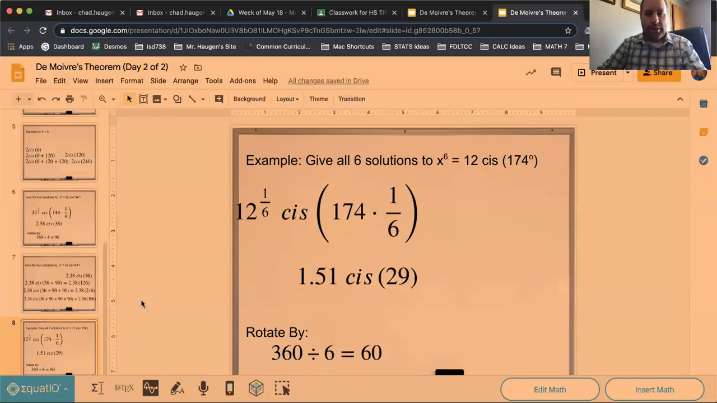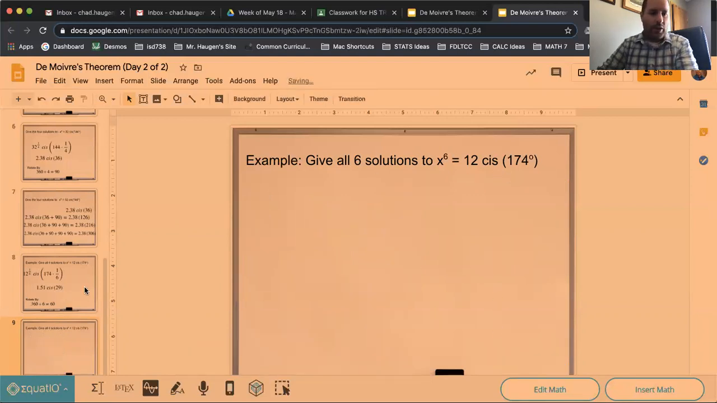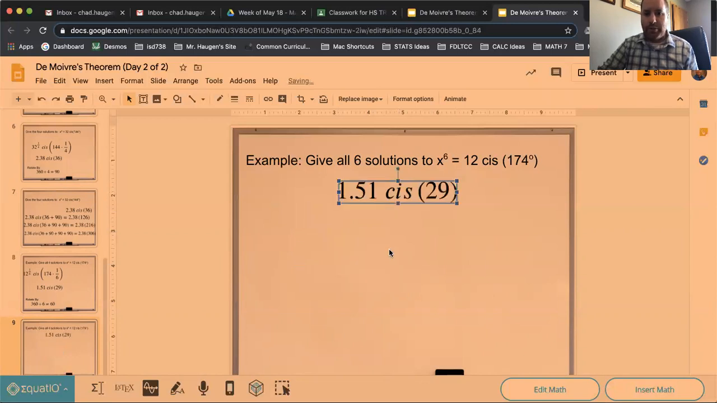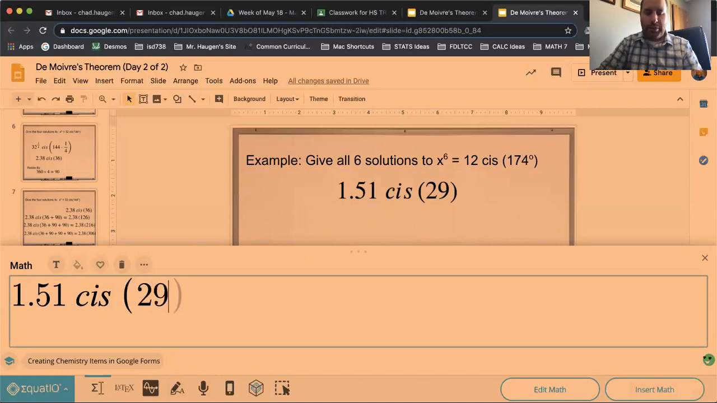So in here, let's put all of the answers down. Here's the first one. We don't have to change anything, it's exactly what it is. And then all we do is start moving around the circle. Here's my first answer, 1.51 cis 29, but then I've got to add 60 to that. So the next one should be at 89.